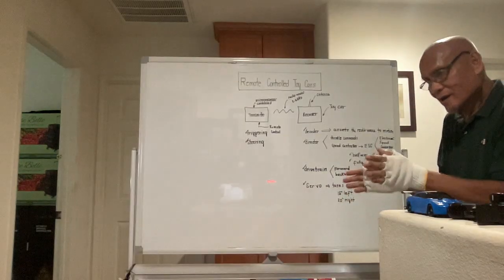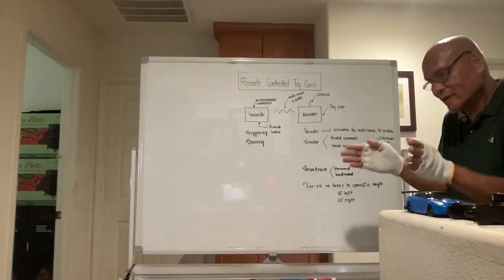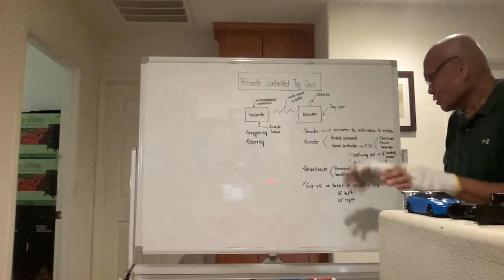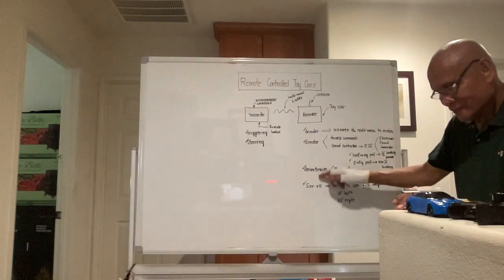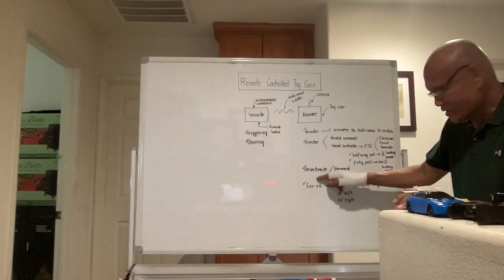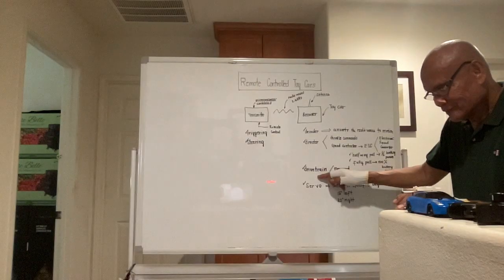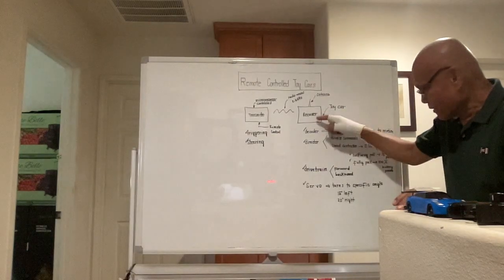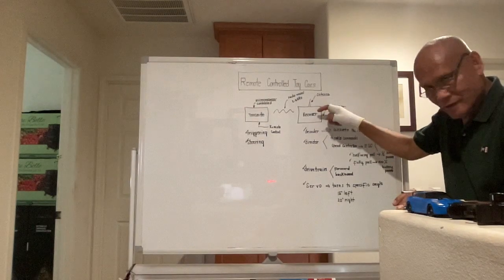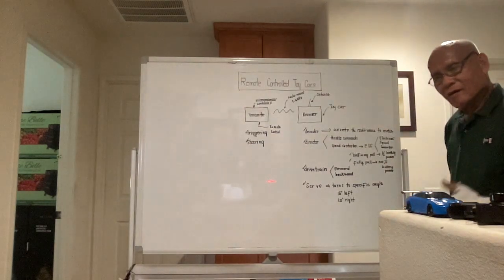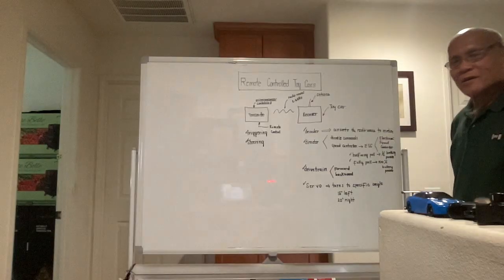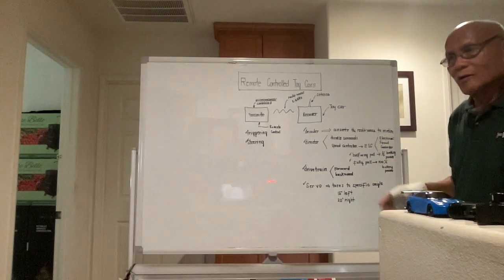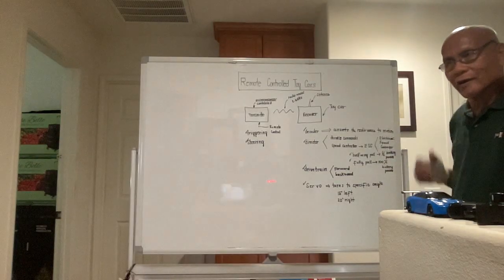So the connecting rods controlling the wheels are actually controlled by this drivetrain here. This is a complicated thing. And this drivetrain here is controlled by the microprocessor inside the receiver. That's the summary of the operation of the remote controlled toy car.